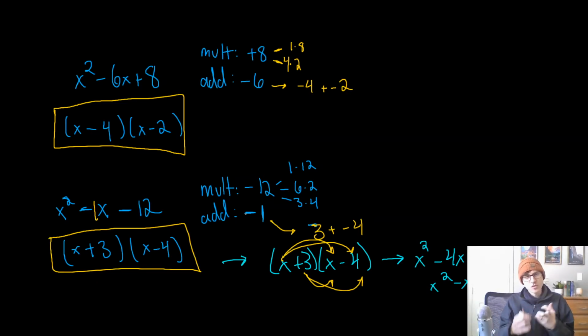Okay, so those are some different ways that you'll see factoring when your leading coefficient, we might say, is 1. When we just have one x squared here, we don't have multiple x squareds. We'll talk about what happens when we have numbers in front of that in a future video.